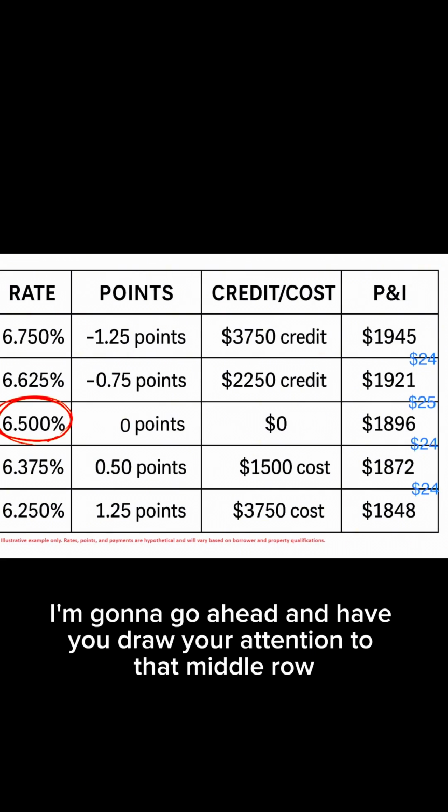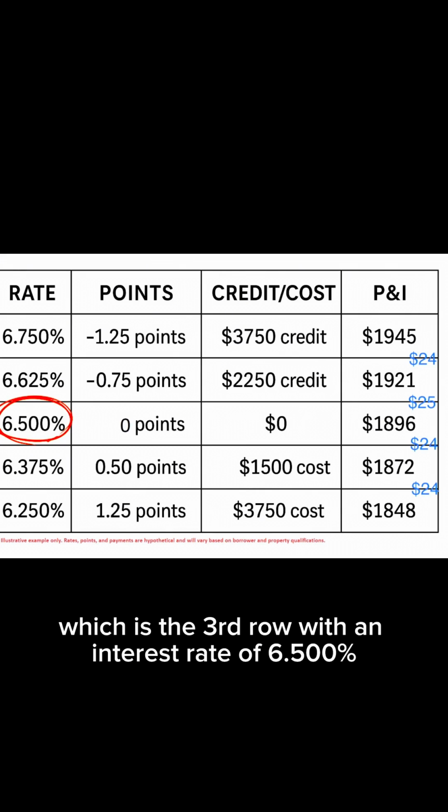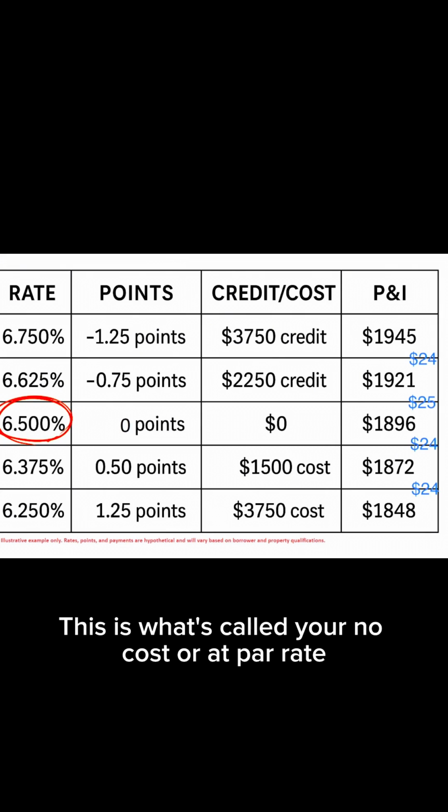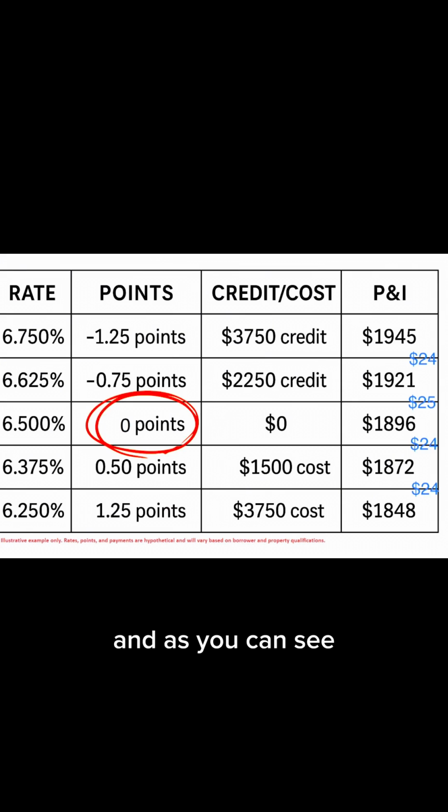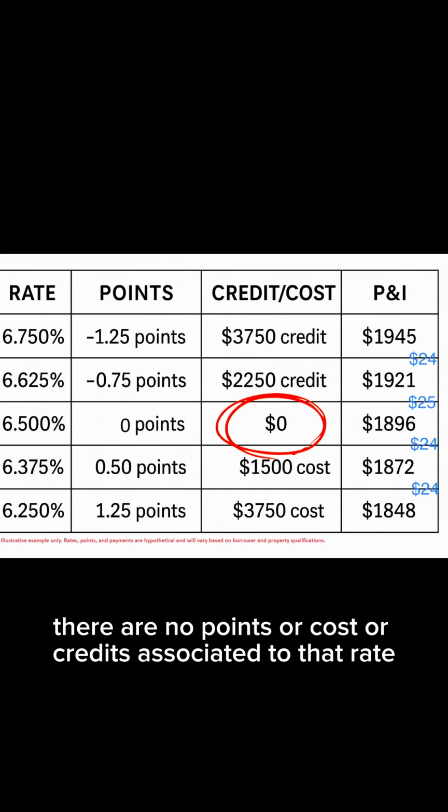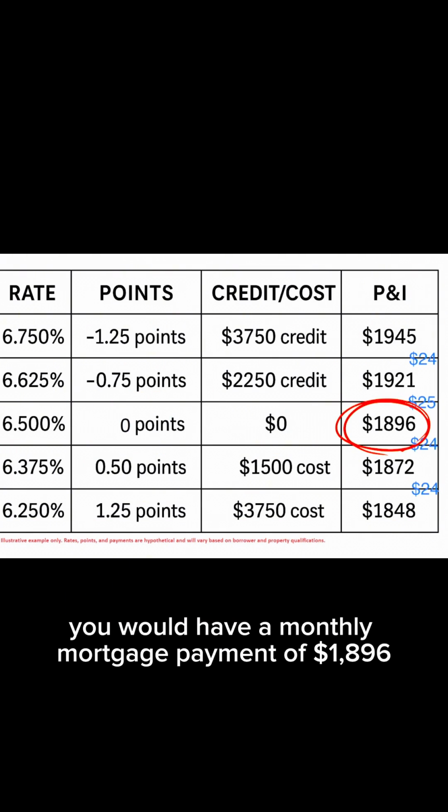At this point, I'm going to go ahead and have you draw your attention to that middle row, which is the third row, with an interest rate of 6.500%. This is what's called your no cost or at par rate. And as you can see, there are no points or costs or credits associated to that rate. So if you pick that rate, you would have a monthly mortgage payment of $1,896.